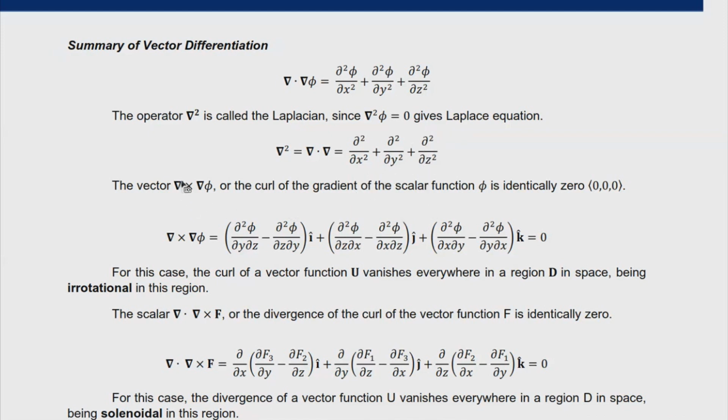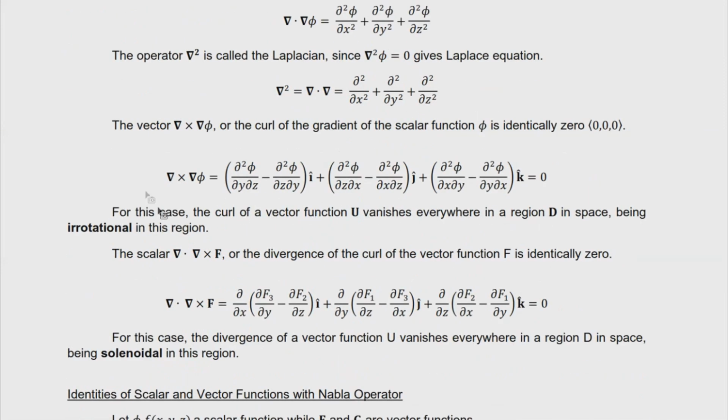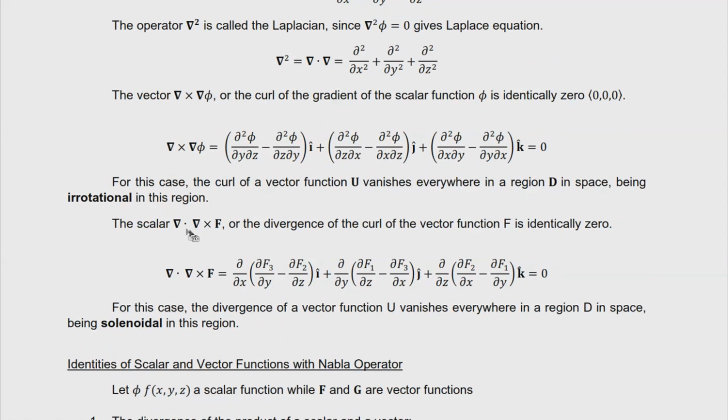And then remember, when you take the curl of the gradient, that is 0. And for this one, if you can see that the curl of a vector function vanishes everywhere in the region D in space, we call this irrotational. It says also here that the divergence of the curl is also 0. So in that case, the divergence of the vector U vanishes everywhere in the region space, and we call this solenoidal in this region. So remember, if we have a curl of the gradient that is 0, that is irrotational, and the divergence of the curl, that is solenoidal.